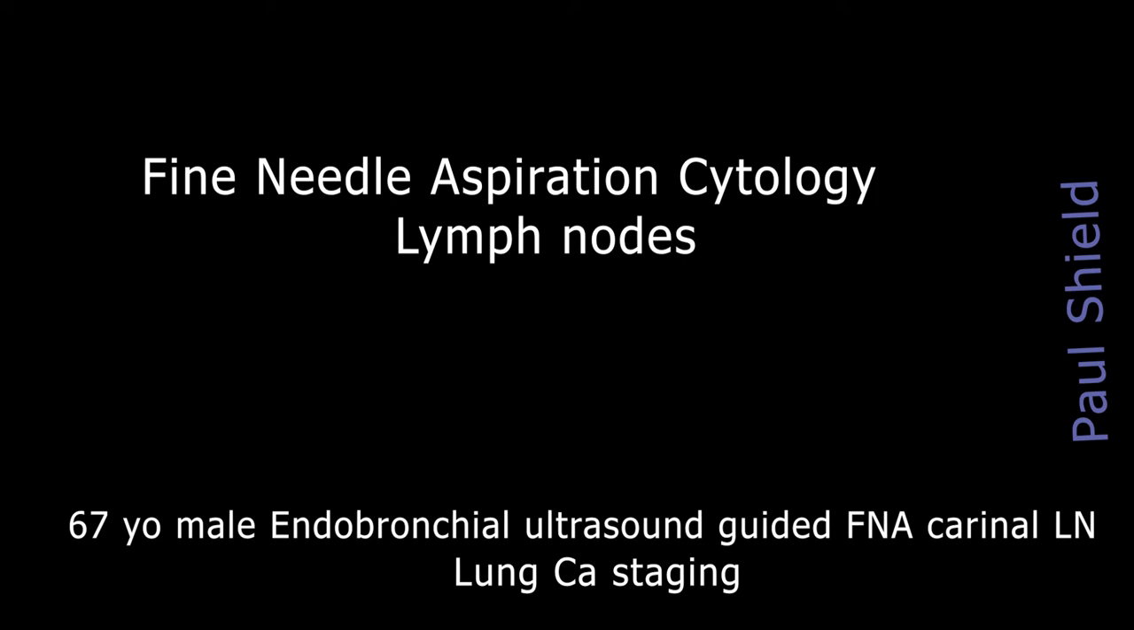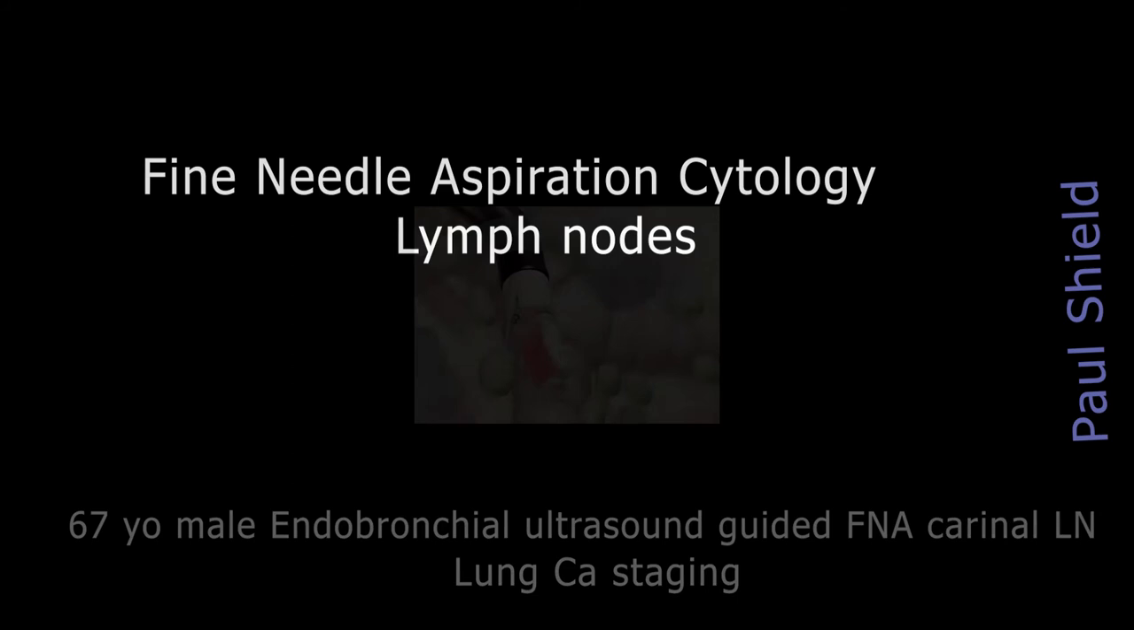So we want to sample the nodes that run up the mediastinum, up the hilar area, and a method that's used for that is transbronchial endoscopic ultrasound guided FNA. So the needle is passed down through the bronchus and then in between the cartilage rings of the bronchus into the lymph nodes.